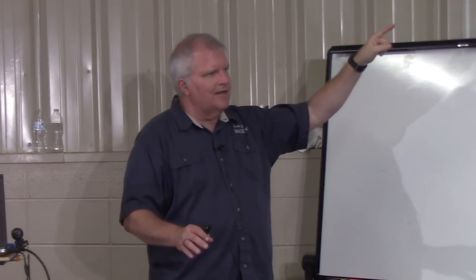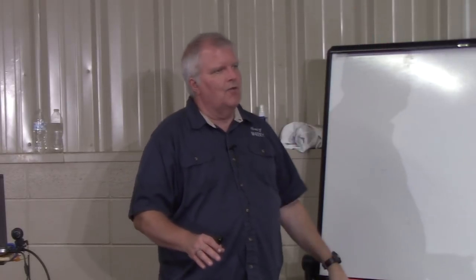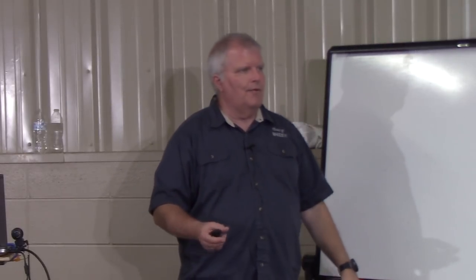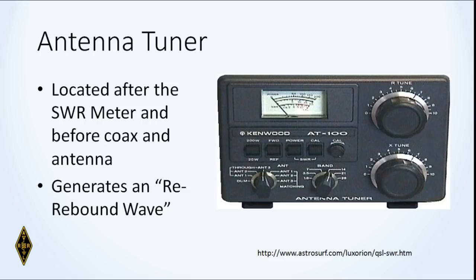So we want 1-to-1, and up to 2-to-1 is acceptable. That's when the transmitters will start protecting themselves. And anything above 3-to-1, you're looking for trouble. So what can you do about that?